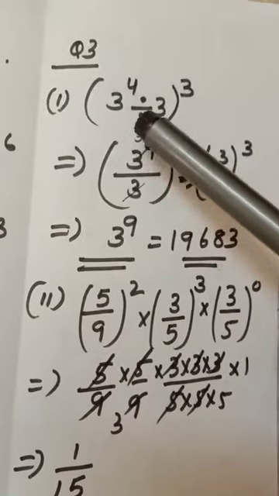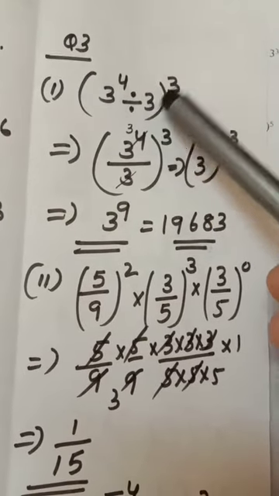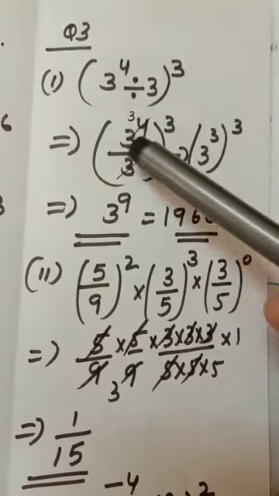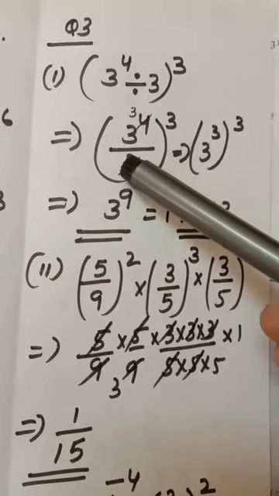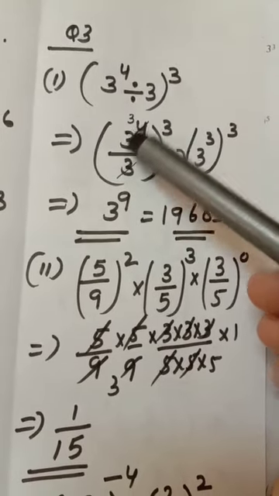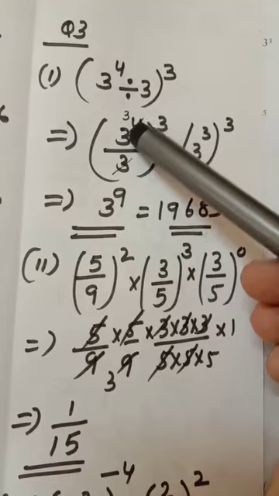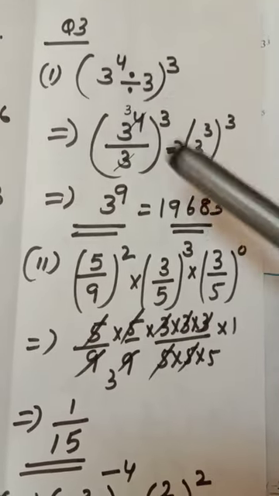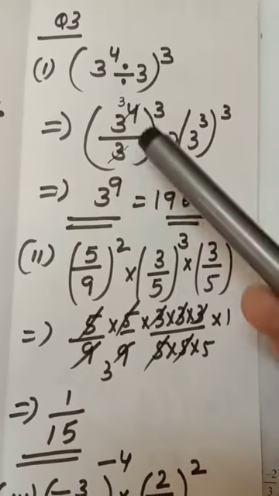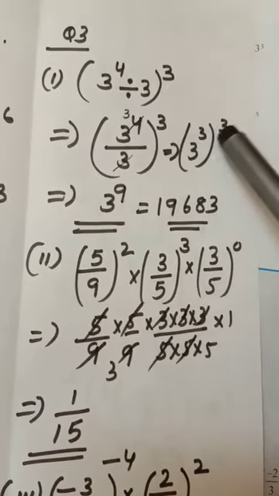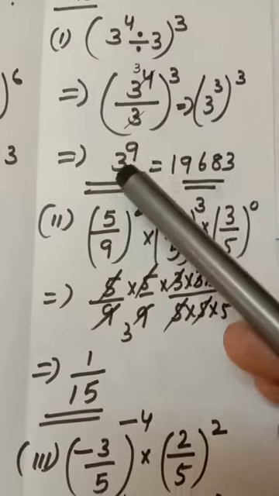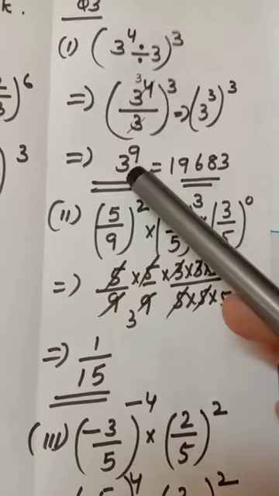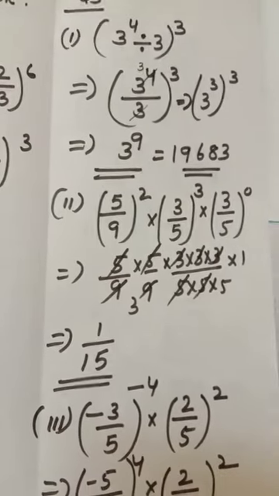Question number 3. 3 raised to 4 divided by 3, the whole cube. From 3 raised to 4 you can cut out 1 3, then what is left is 3 raised to 3, the whole raised to 3. 1 base 2 power, you have to multiply: 3 raised to 9. 3, 9 times you multiply, you will get the answer.